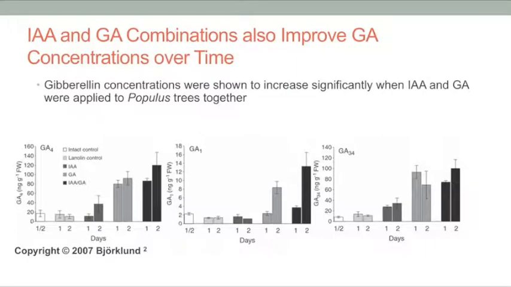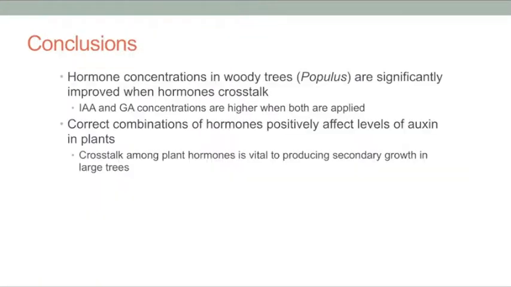These figures show concentrations of different gibberellins after 1 and 2 days of application of indole acetic acid, gibberellin, or a combination. The combination of indole acetic acid and gibberellin most reliably resulted in an increase in gibberellin concentrations by the 2nd day. In conclusion, hormone concentrations in woody trees are significantly improved when hormones crosstalk.